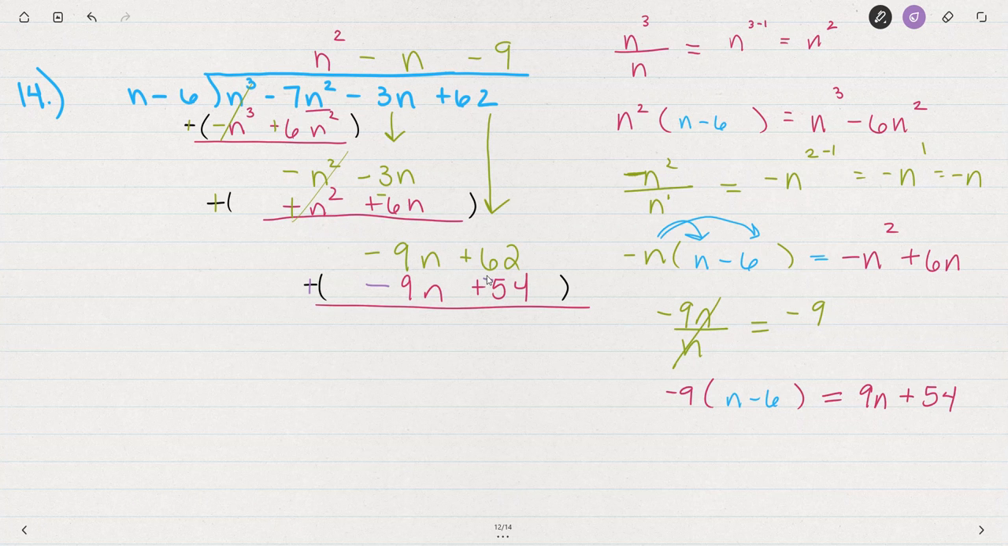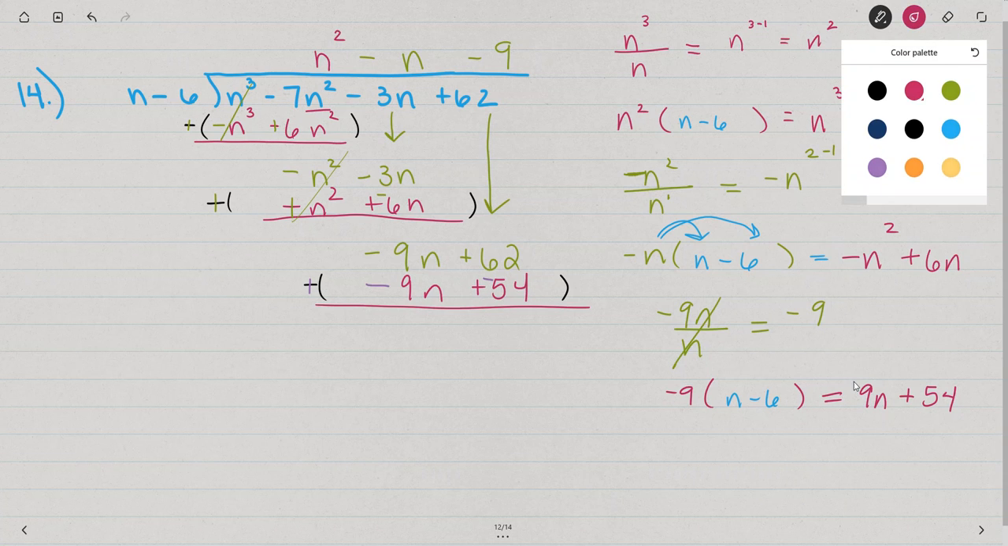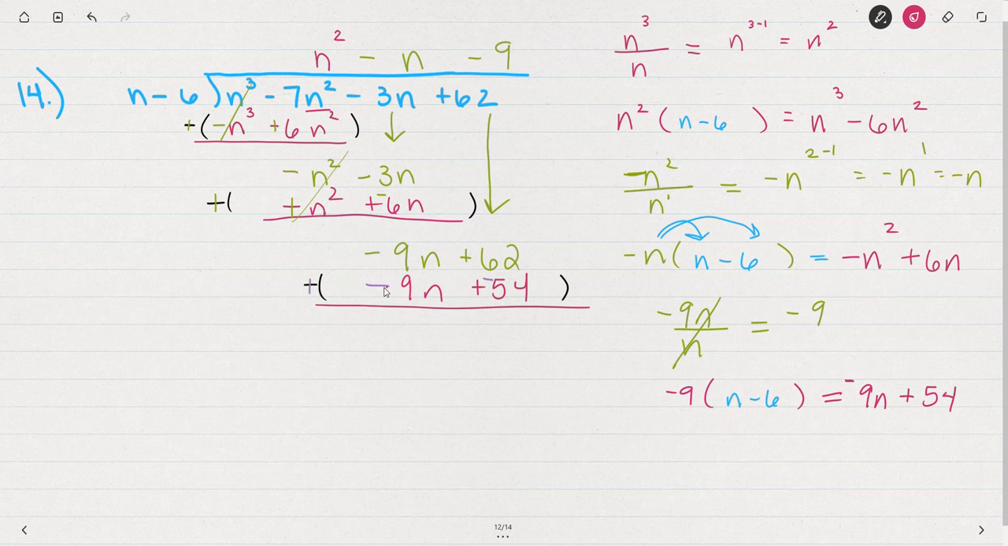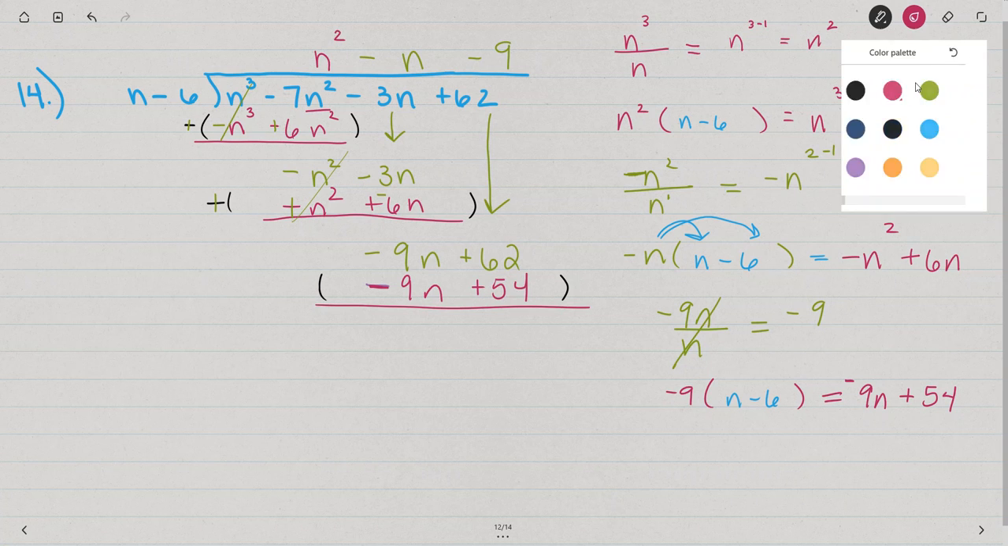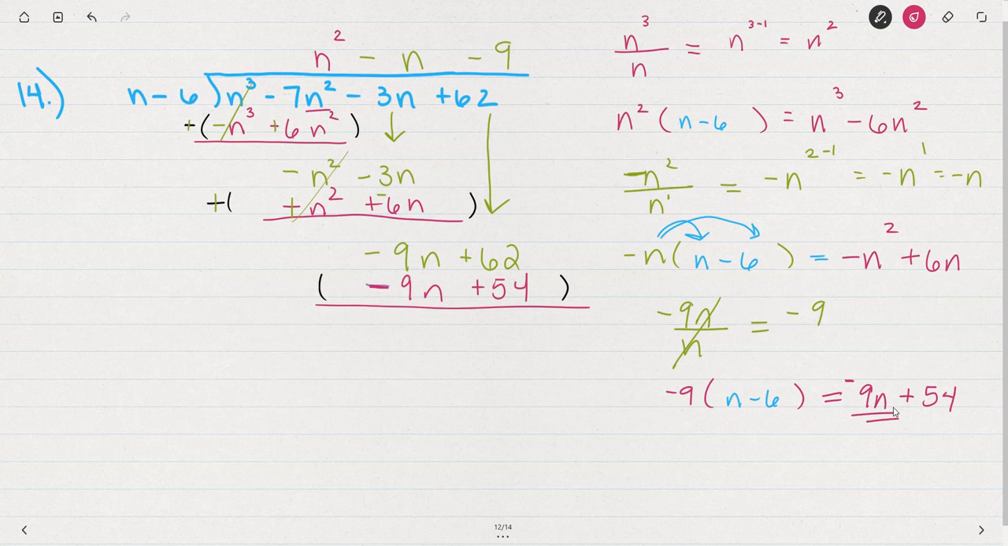Oh, I just noticed I have a mistake here, right? Let me see what I did here. Negative 9 times n should have been negative 9n. Sorry about that. Let me go back just to make sure I'm not confusing you with this. So notice that you can find your mistakes as you go if the things don't cancel one another, right?